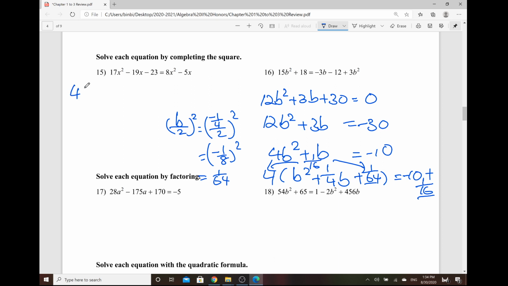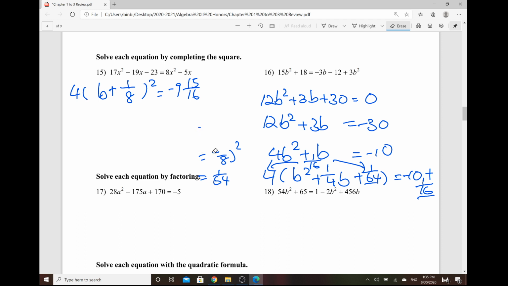So now we do have 4 times the quantity. That means the rest of this is factorable. So it's b plus 1 over 8 quantity squared. So that equals negative 10 plus 1 over 16. So that's considered negative 9 and 15 over 16. And also you can convert that to an improper fraction if you want to. It's easier to just leave it as a mixed number, but since you need to solve it all the way through, it's better to convert that to an improper fraction.